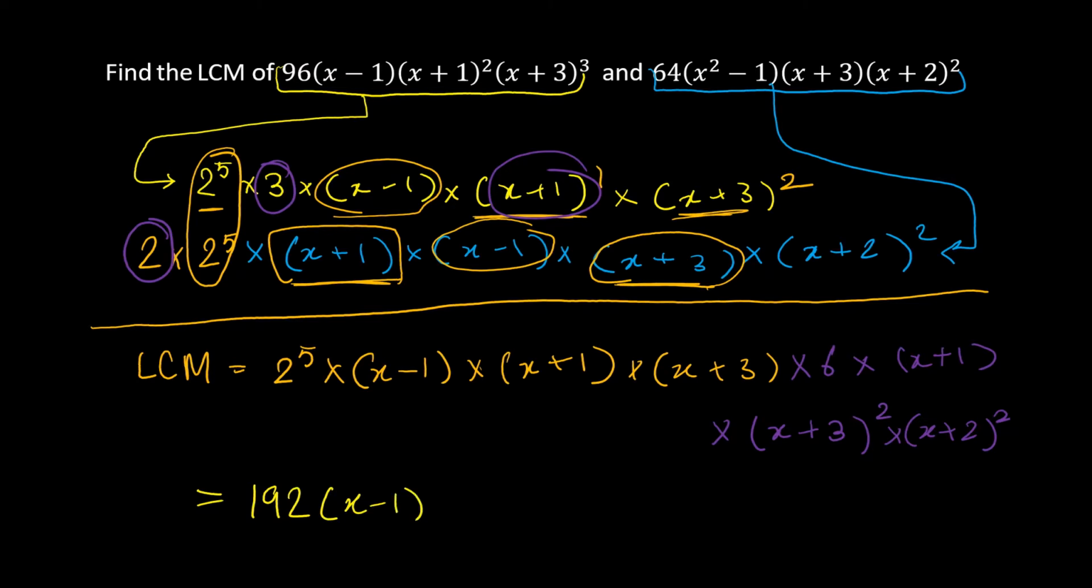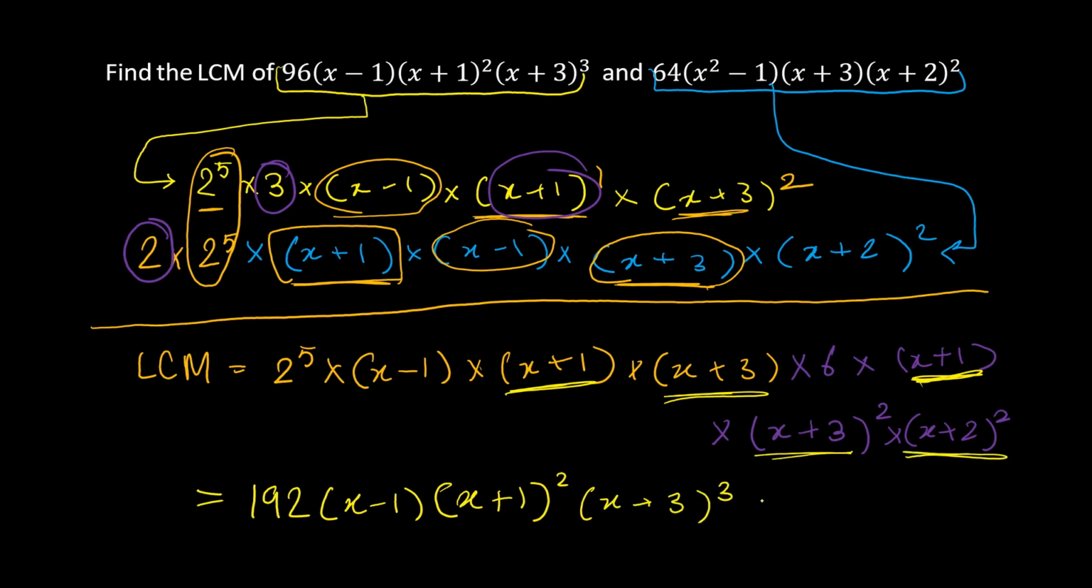And then I have 2 x plus 1s here, so that will be x plus 1 whole square. And I have 2 x plus 3 into x plus 3 whole squared, so that's going to become x plus 3 whole cube. Then I have this remaining, which is x plus 2 whole square. So this here is our LCM of the polynomials here and here.